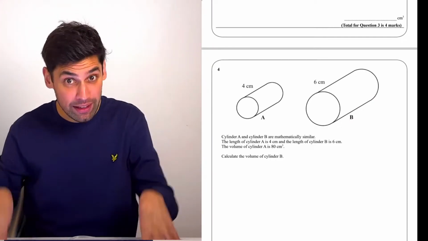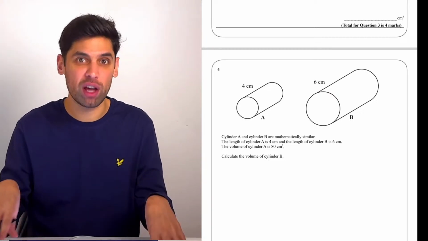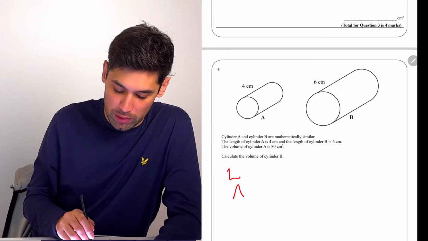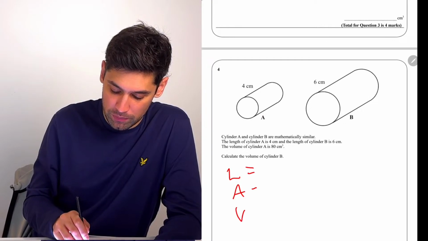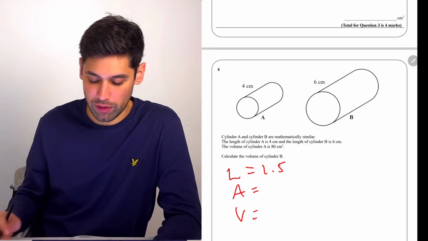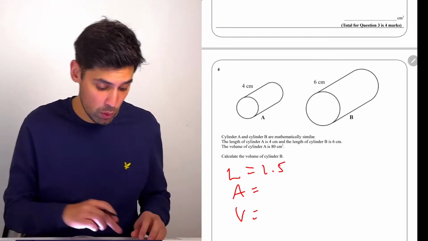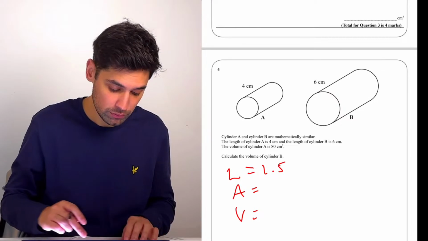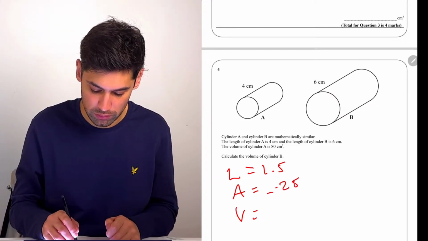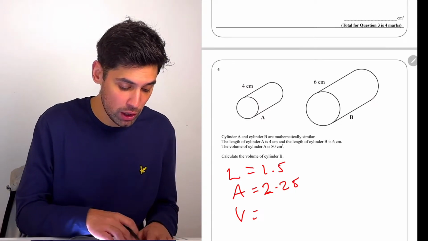So we're dealing with a length scale factor of 4 to 6. So you can do 4 divided by 6 or 6 divided by 4, whichever way you want to do it. But we can figure out, in terms of LAV, the scale factor is 1.5. 6 divided by 4 is 1.5. So the area scale factor is going to be 1.5 squared, which is 2.25. And the volume scale factor is going to be 1.5 cubed.